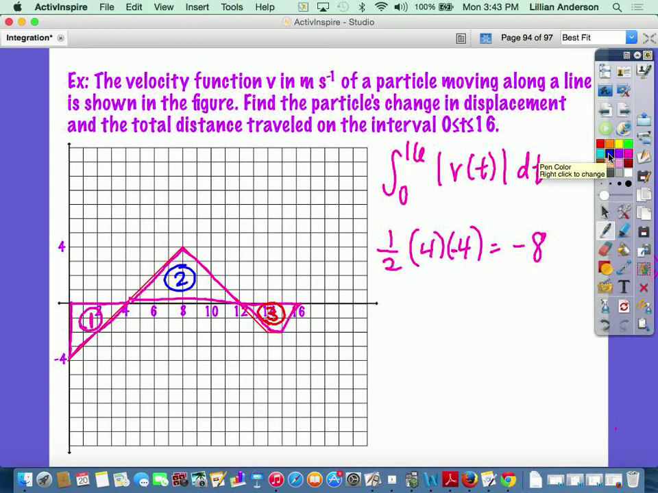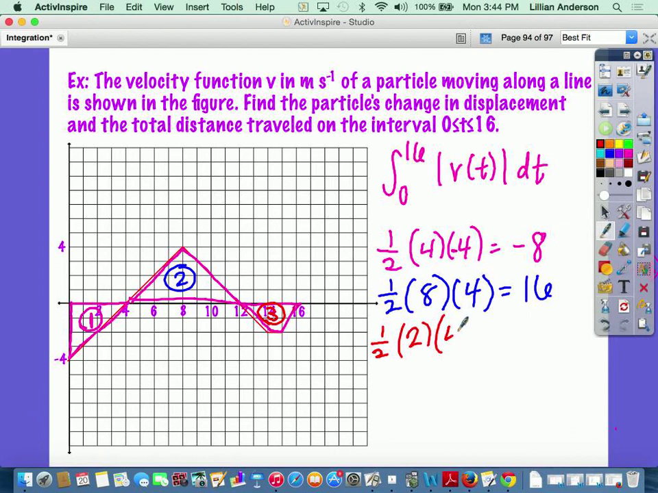For that second area, it's another triangle, so 1/2 base, that's a total of 1, 2, 3, 4, 5, 6, 7, 8 units, and a height of 4. It's positive because it's above the x-axis, so that's going to be a total of 16. And the last area is the trapezoid. Remember, trapezoid's formula is 1/2 the height times the sum of my two bases. So it's 4 plus 1, for a total of 5. So the area of region 3 is 5.